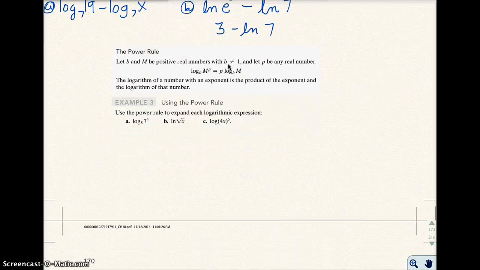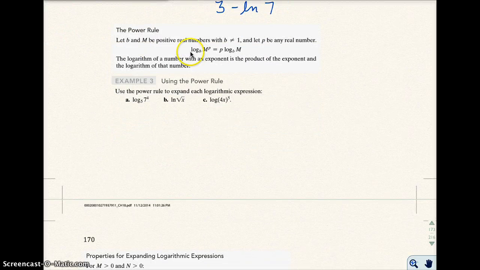The power rule says, and this is what we're using a lot in the next section, if you have a logarithm of a number with an exponent, it is the product of the exponent and the logarithm of that number. So what we're going to do is take this p, or this exponent, and bring it out to the front and make it a product. So use the power rule to expand each logarithmic expression. In part A, I have log base 5 of 7 to the fourth power. This is a logarithm of a number with an exponent. This 4 can come out to the front. It now becomes 4 log base 5 of 7.